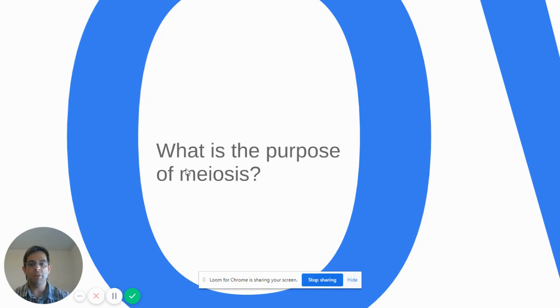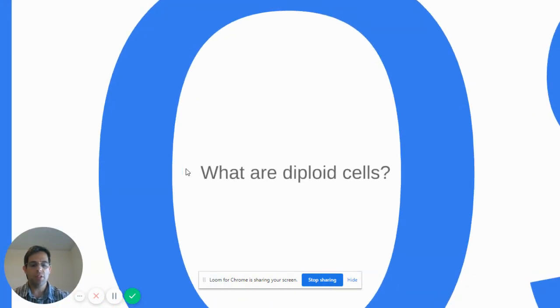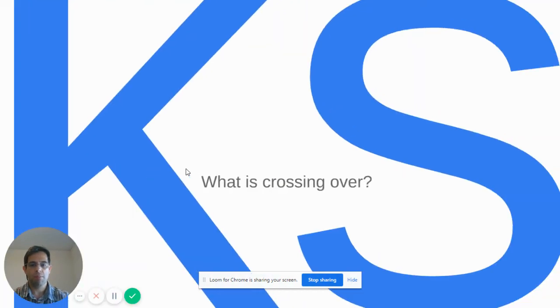Well, what's the purpose of meiosis? It is to produce gametes and guarantee that we're all different from each other. What are diploid cells? They are the cells that carry 46 chromosomes in the case of humans, and consequently haploid cells are the cells that carry 23 chromosomes, again, in our example. And crossing over is a process where you have the exchange of genetic material during prophase one.